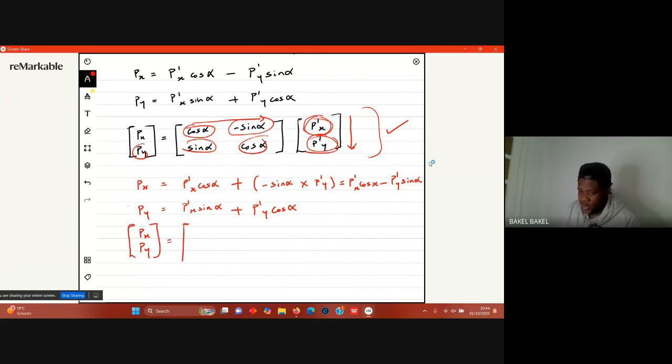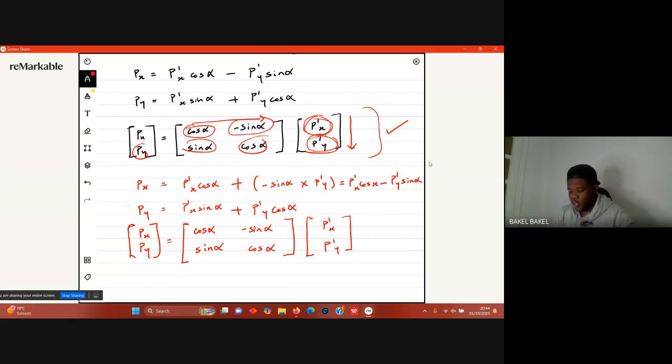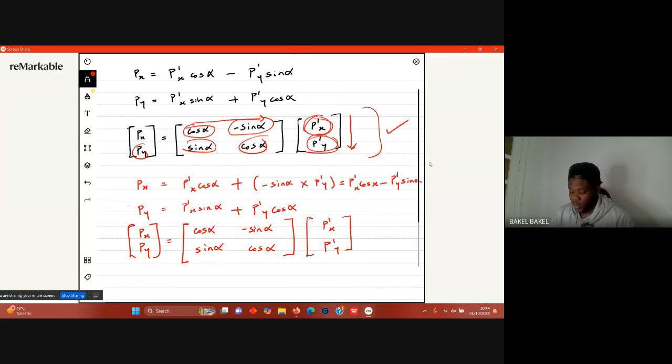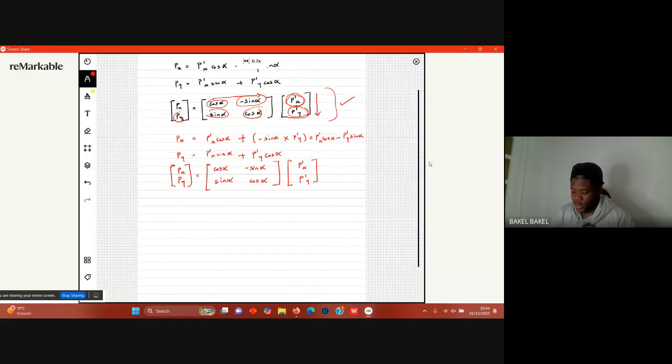We are now dealing with the matrix cos alpha, sine alpha, minus sine alpha, cos alpha, Px, Py. Now somebody said something in the comments. What does this matrix really mean? What does this, hold on, let me get this like this.